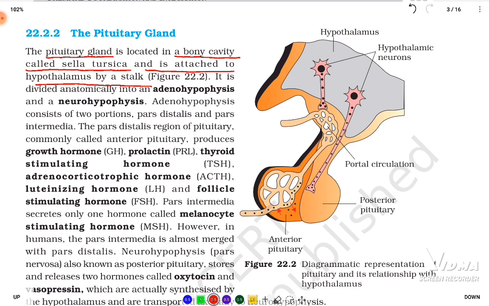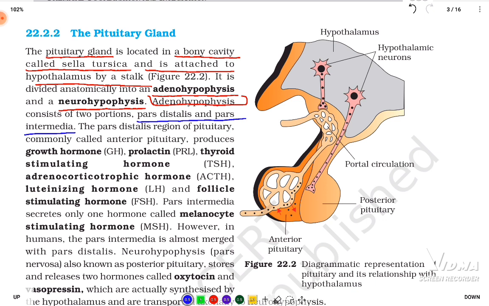It is divided anatomically into. So the pituitary gland is not a very big gland, but it is anatomically divided into two. It is divided as adrenohypophysis and neurohypophysis. Adrenohypophysis consists of two portions. What are the two portions? That is pars distalis and pars intermedia. Okay, so two portions, pars distalis and pars intermedia.